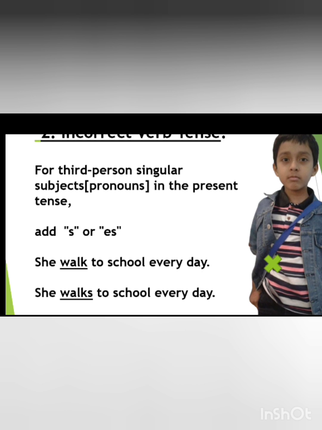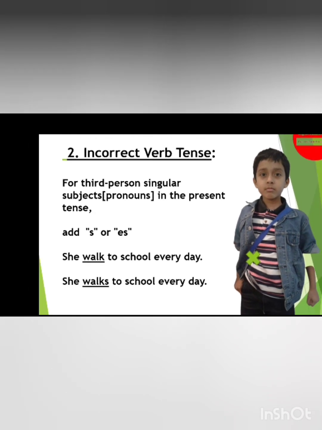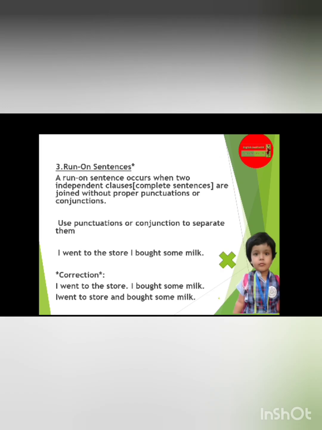So when you are using the third person singular, that is she, you will use s. So the first sentence is wrong where you are not using s. She walked to school every day is wrong, whereas she walks to school every day is correct. That is the third person singular subject rule. Okay, coming to the next slide.